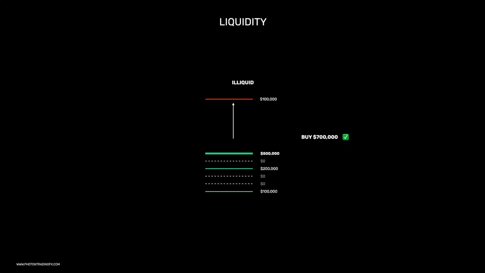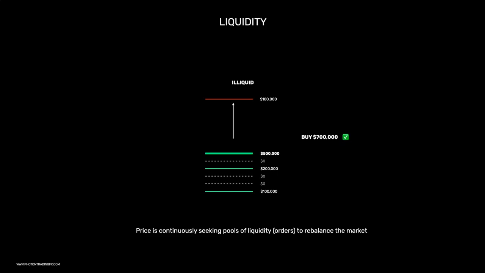Because you're buying $700,000 worth of this asset, but there was only $500,000 worth of volume being sold at that current price. So you instantly get filled $500,000 at the price level that you wanted, but to fill the remaining $200,000 worth of your order, price has to keep moving up and up and up, until it finds that remaining $200,000 worth of orders. And that's where we end up at the top of that price level. So price is constantly seeking liquidity to rebalance price.